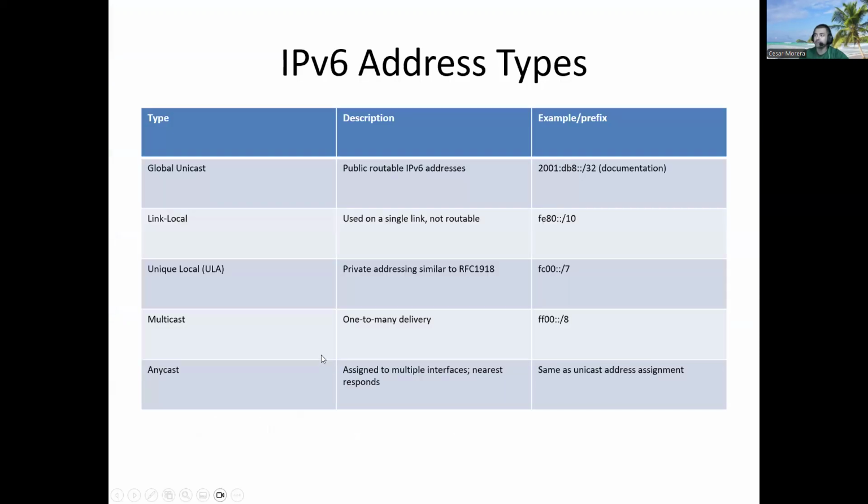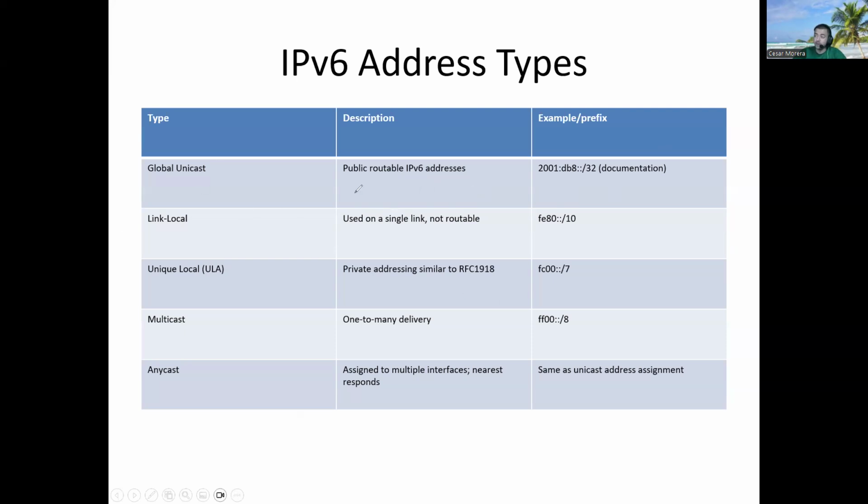Let's continue moving on, and we have the IPv6 address types: global unicast, link local, unique local, multicast, and anycast. Broadcast doesn't exist in IPv6, so just be aware of that. Let's go with the definitions and the description.